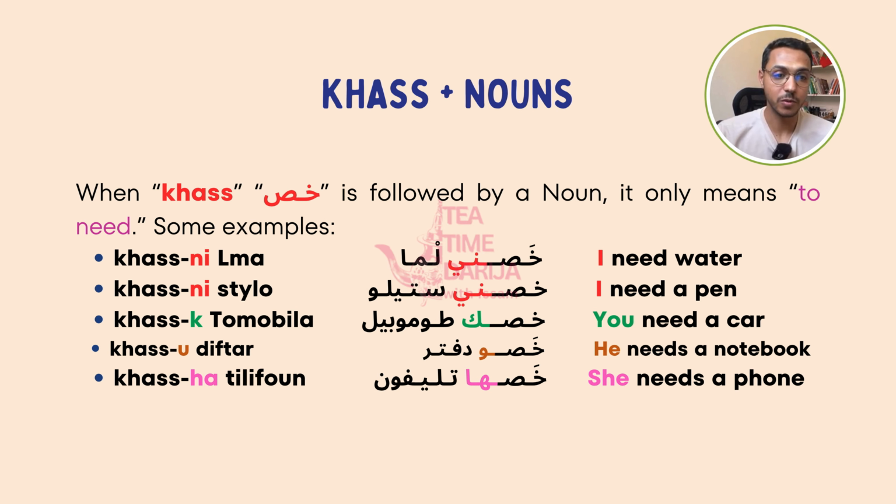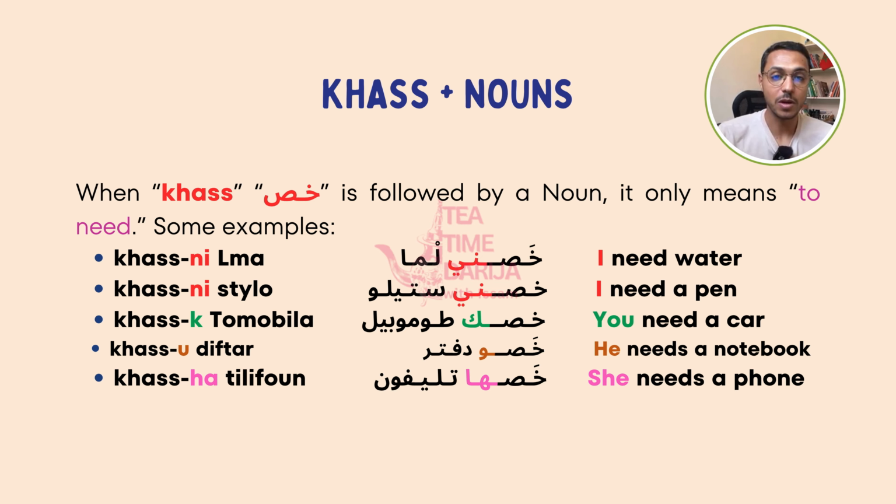Now let's see how we can use خاص plus nouns. Okay? If خاص is followed by a noun, it only means and expresses to need, like you need something. For example, خاصني الماء. That means I need water. The meaning cannot be I have to water or I must water. That's wrong, yeah? So خاصني الماء, that would be I need water.